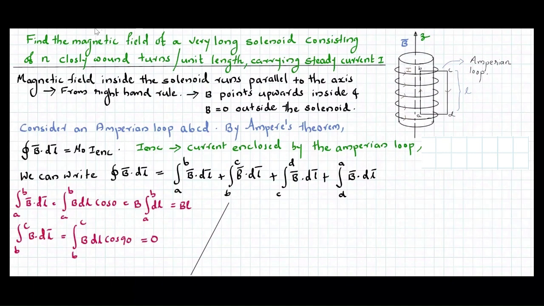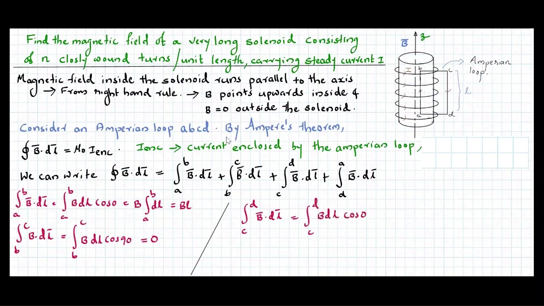Now let us evaluate integral b to c B dot dl, where dl is the elemental distance along BC. We can see that along BC, the magnetic field is perpendicular to dl. Therefore, B dot dl becomes B dl cos 90, which is 0.